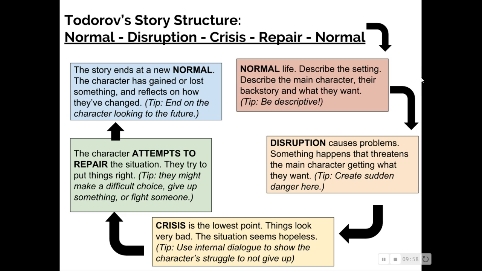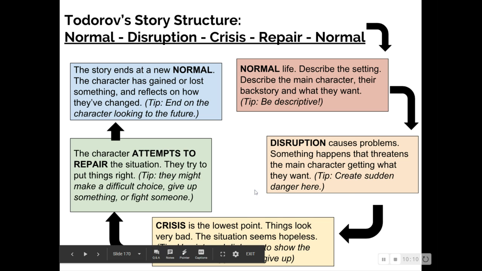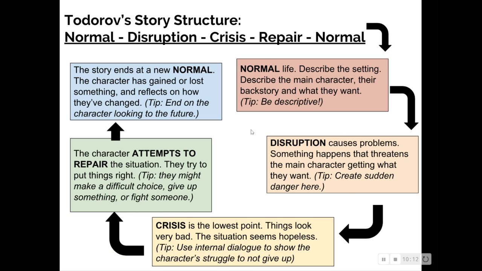Second paragraph, there's a disruption. Something happens that threatens your main character, keeps them from getting what they want. Some kind of sudden danger. Third paragraph, you've got a crisis. Things look really bad here. Maybe you'll use some internal dialogue to show the character's struggle to not give up. Fourth paragraph, your character tries to repair the situation, try to set things right, maybe making a difficult choice, having to give up something or fight somebody.